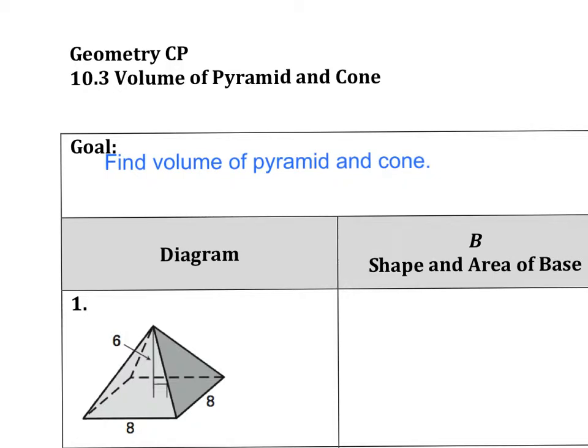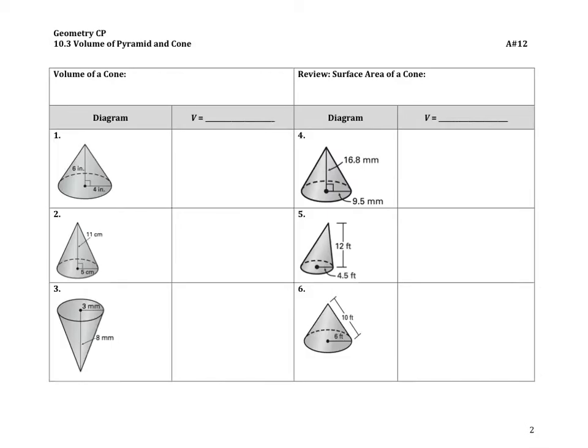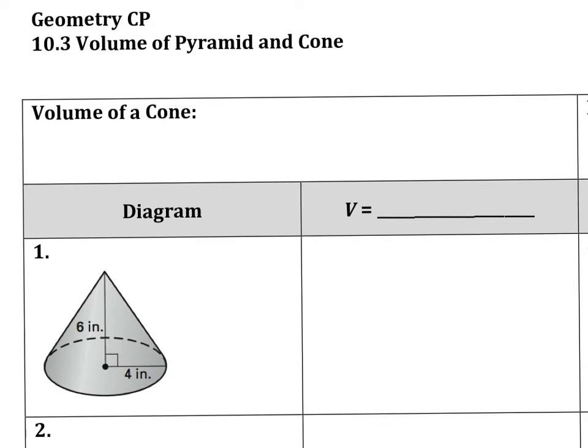Last time, we were going to find the volume of pyramids and cones. So we did pyramids, and today we will take a gander at cones. So the volume of a cone, by the way, is exactly the same as the volume of a pyramid. So remember that the volume of a pyramid is 1/3 times the area of your base times the height.